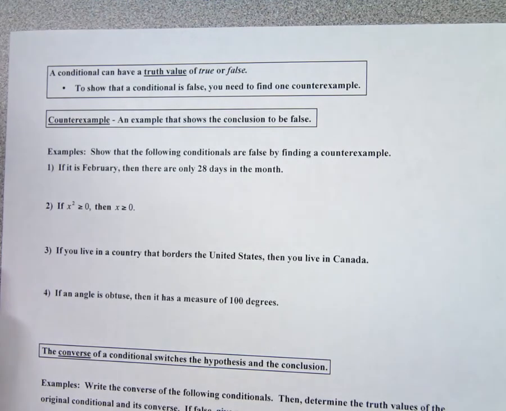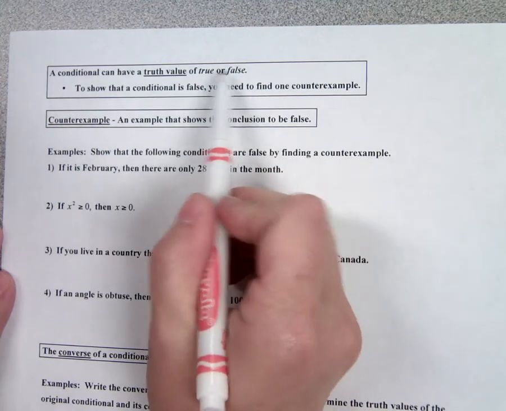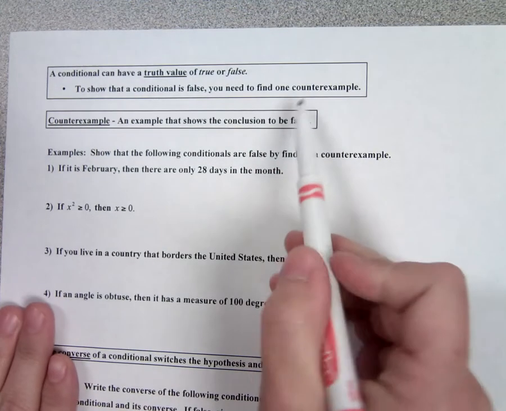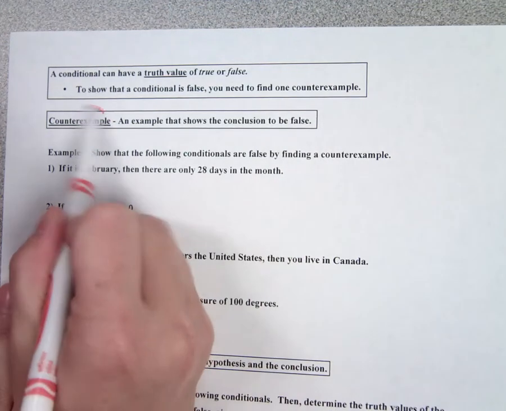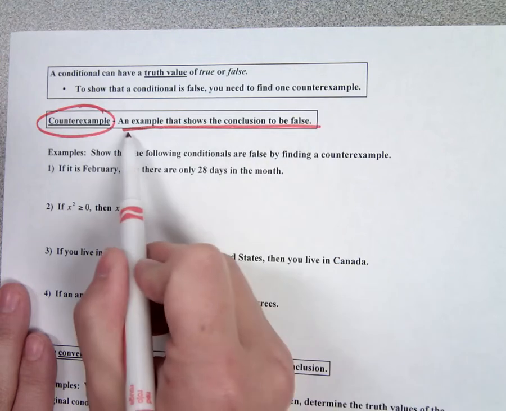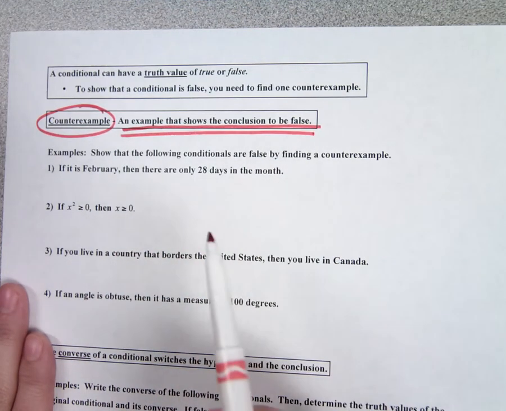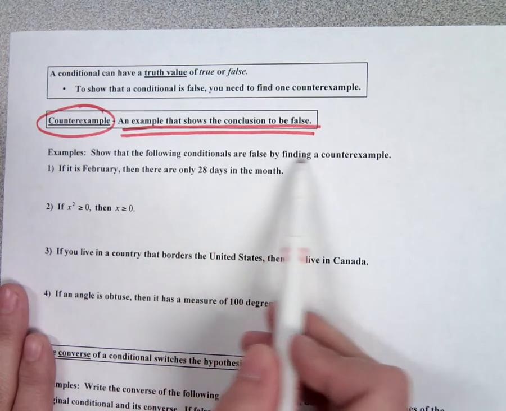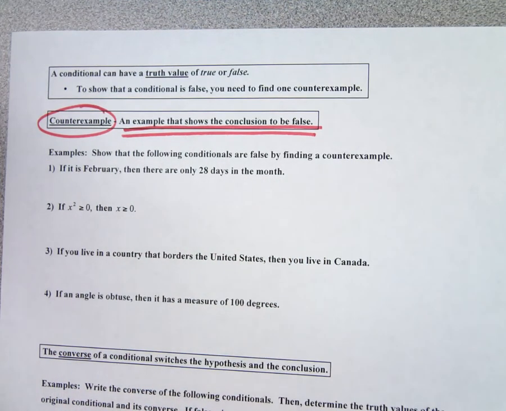A conditional can have a truth value of either true or false. If I want to show that a conditional is false, I need to find a counterexample. We have talked about this word before. A counterexample is an example that shows the conclusion to be false. These examples tell us to show that the following conditionals are false by finding a counterexample. Number 1 says, if it is February, then there are only 28 days in the month.